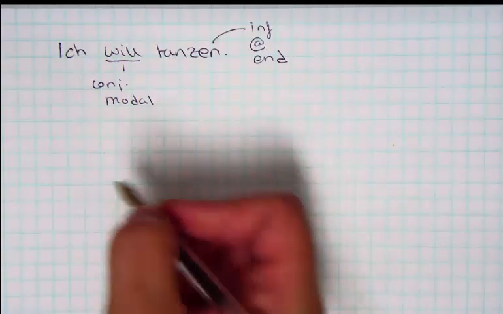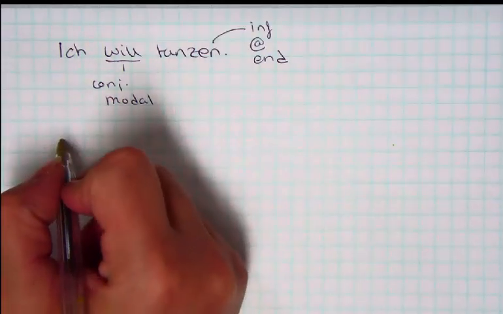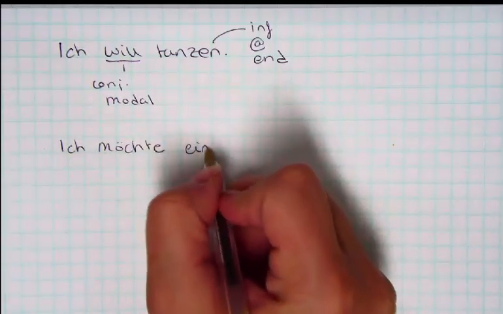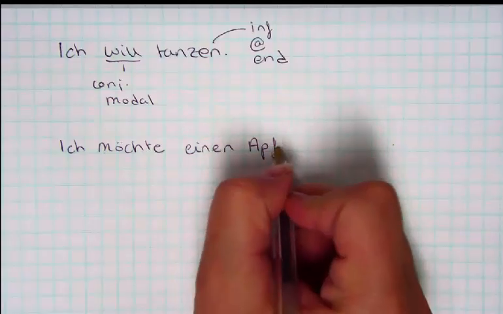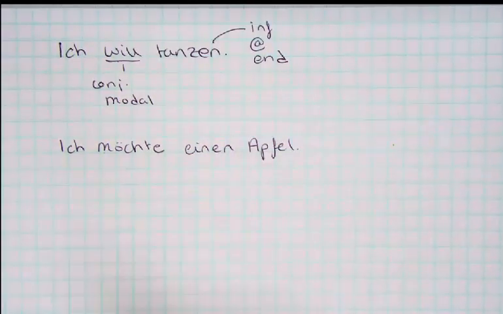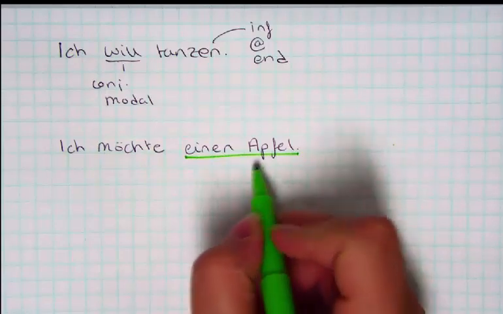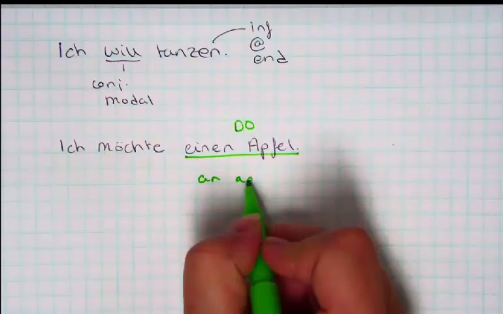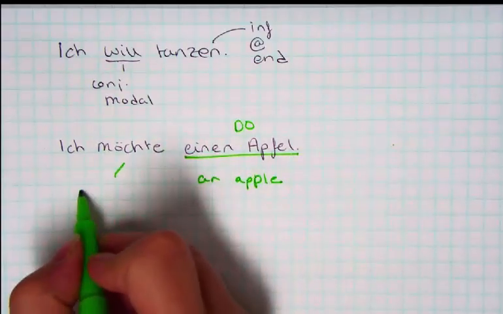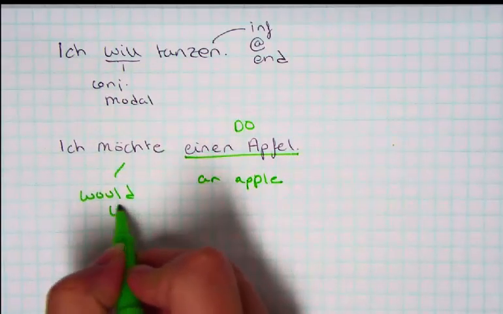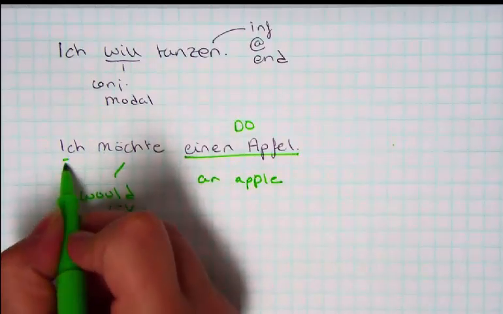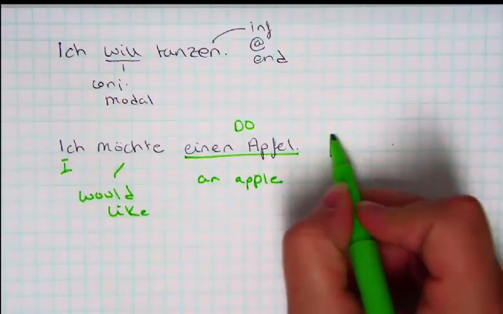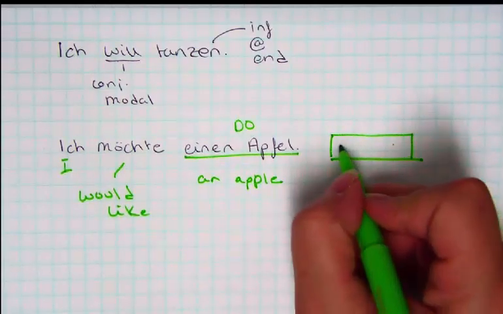However, if I say something like, ich möchte einen Apfel, that would mean I would like an apple. So I would like an apple. Now here's my missing verb. This is where my infinitive is supposed to go.